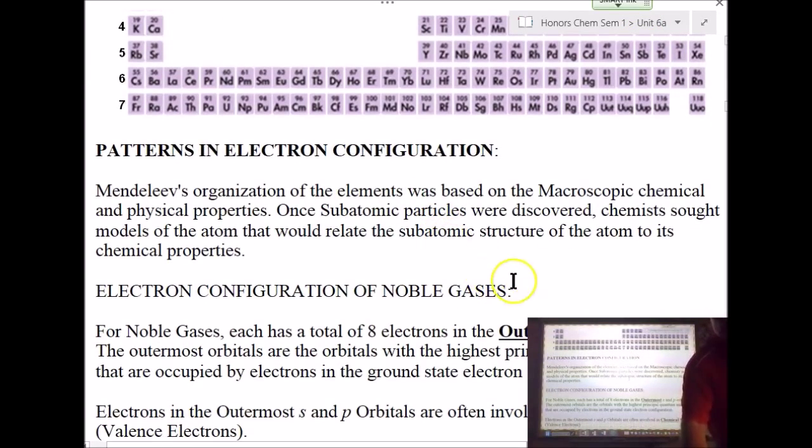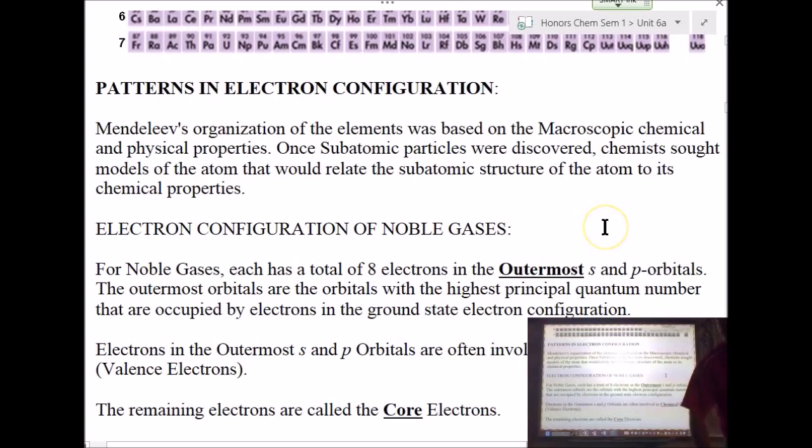Patterns in the electron configuration. We talked a little bit about this last time. And again, this should be pretty straightforward since we've already talked about electron configurations. For noble gases, when we talk about the outermost S and P orbitals, what's another name for that? We talked about it. Starts with a V. Valence electrons. Those are the electrons that get the dance.